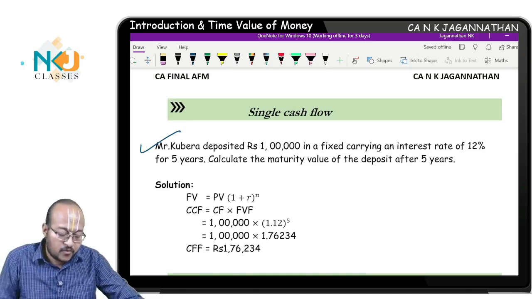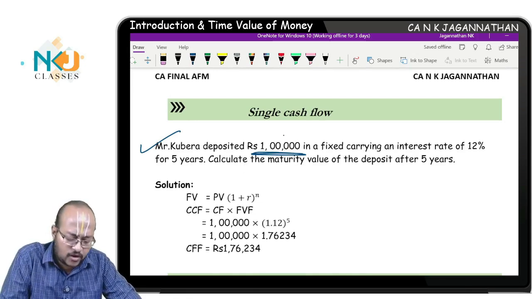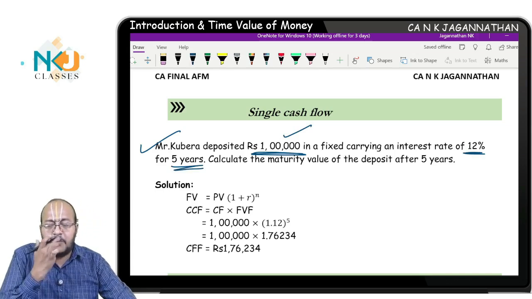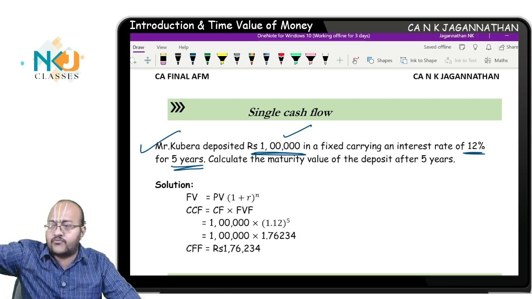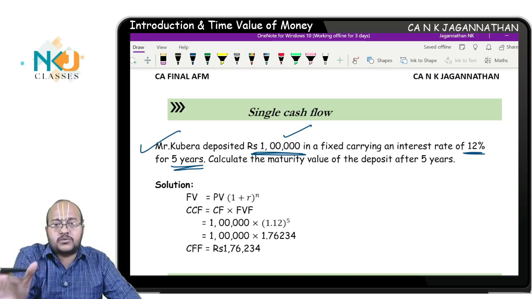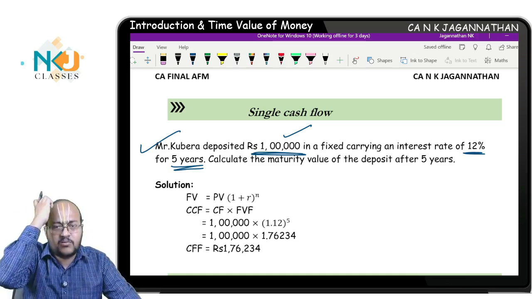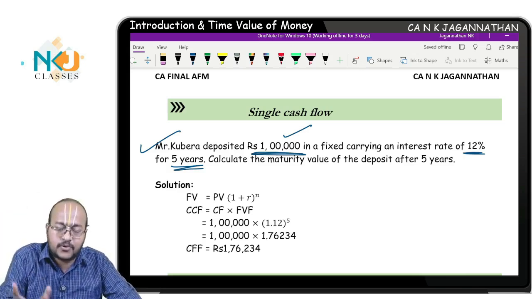See, very simple. 1 lakh rupees you deposit in the bank, correct? At a fixed interest rate of 12% for 5 years, which means every year I'm not going to receive the interest. Have you all seen the bank FD? While you deposit itself, they will give you the maturity value, what you are going to receive after 5 years. They will already compute the compounding and give it to you, correct? How to compute is what we are discussing.